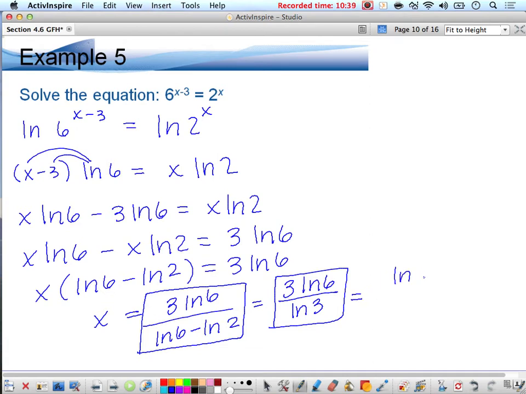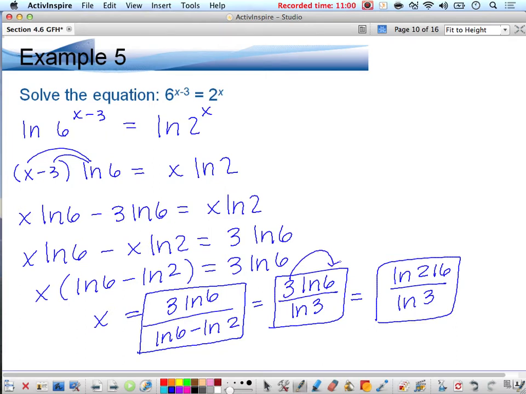What's 6 to the 3rd power? 216. Because you just, yeah. So any one of those, I use the exponential property there, right? I brought this 3 back here. Any one of those could be the exact answer.